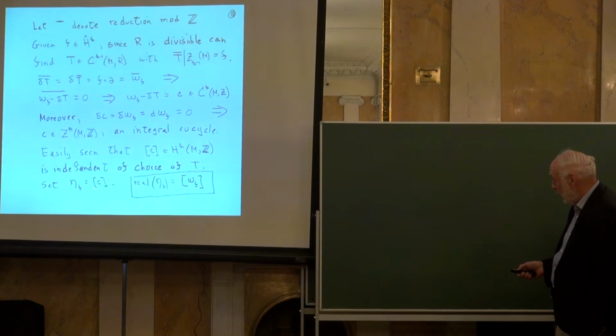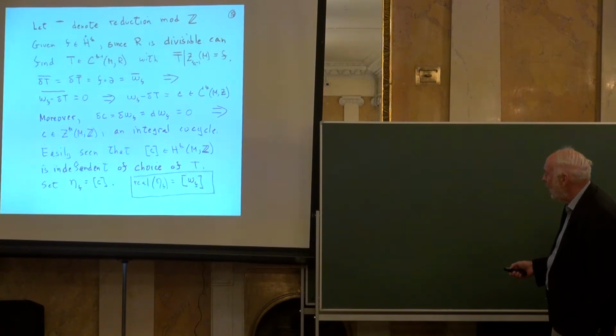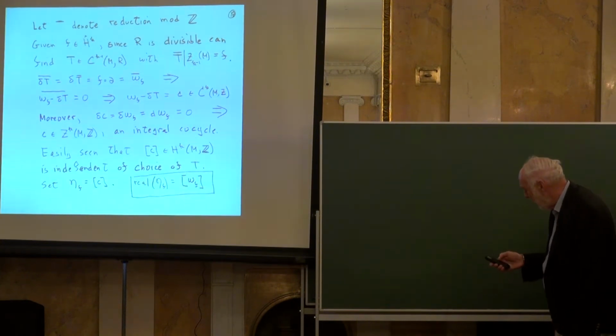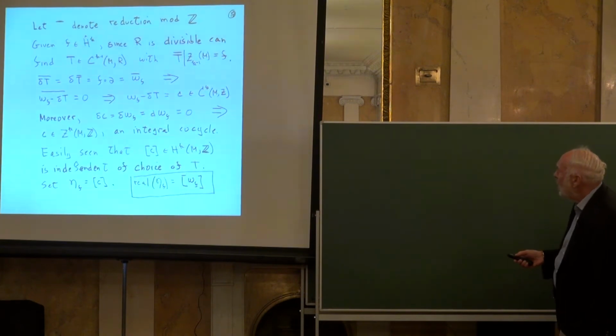And so eta sub f is an integral cohomology class, and because of this definition, you can see that its real image is also the cohomology class represented by omega sub f. Remember, omega sub f has integral periods. It represents a real class with integral periods, and the real image of this is equal to that from the definition.